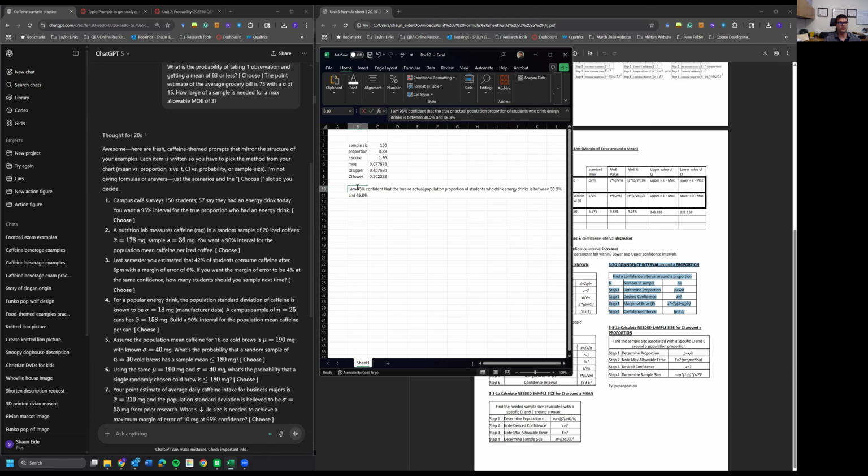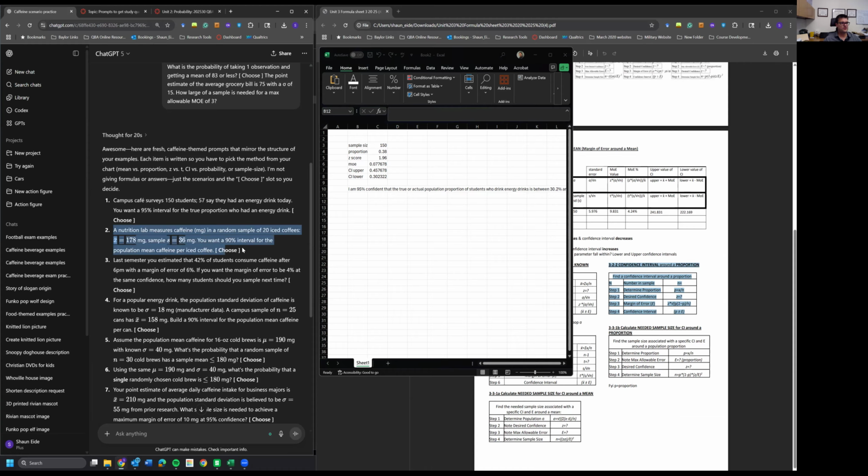Okay, and notice what I do here. I'm going to say I'm 95% confident of what: the true population proportion, or the range of where that value is between this and this. That's what you need to be looking for, the true or actual population proportion. Okay, so next we're going to go to number two.